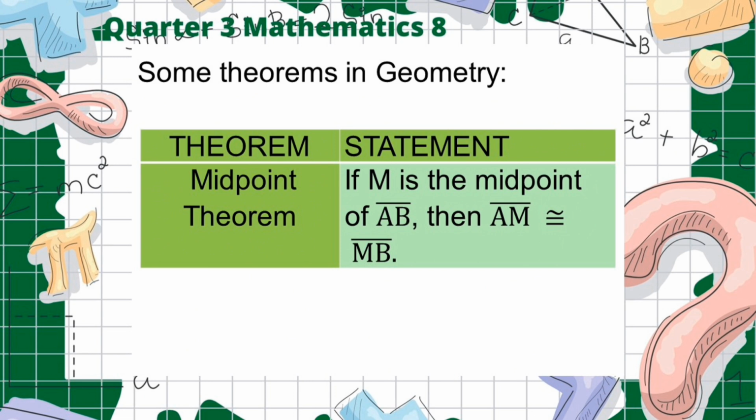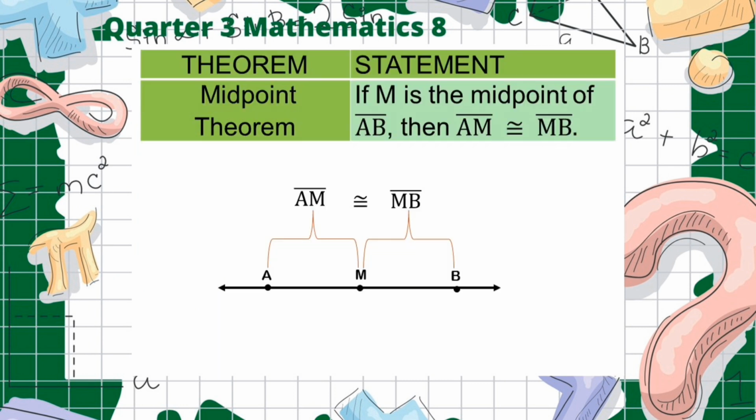The following are some theorems in geometry. Number 1, we have the midpoint theorem. If M is the midpoint of line segment AB, then AM is congruent to MB. So this is the illustration of the midpoint theorem.